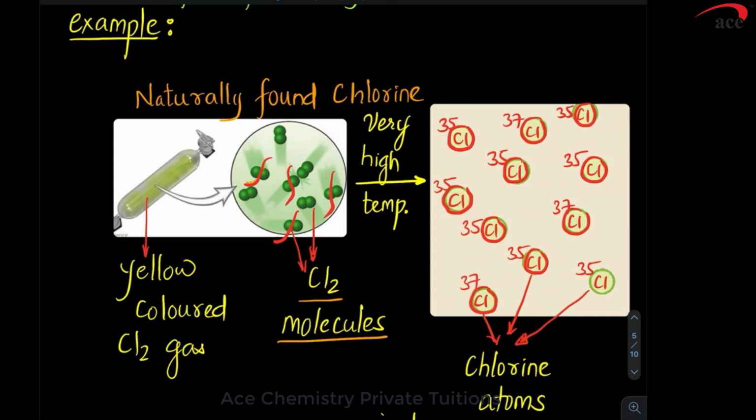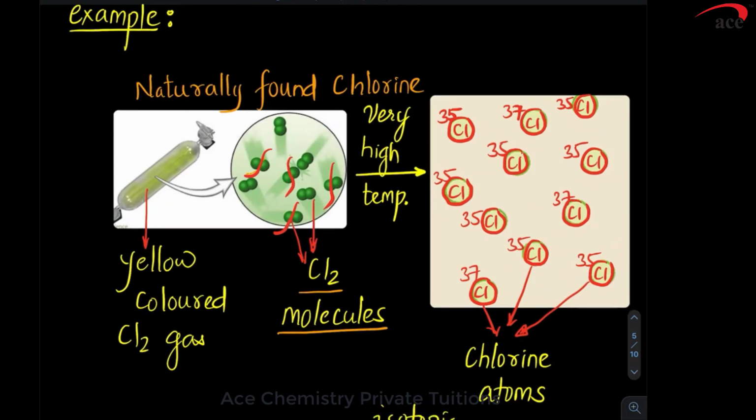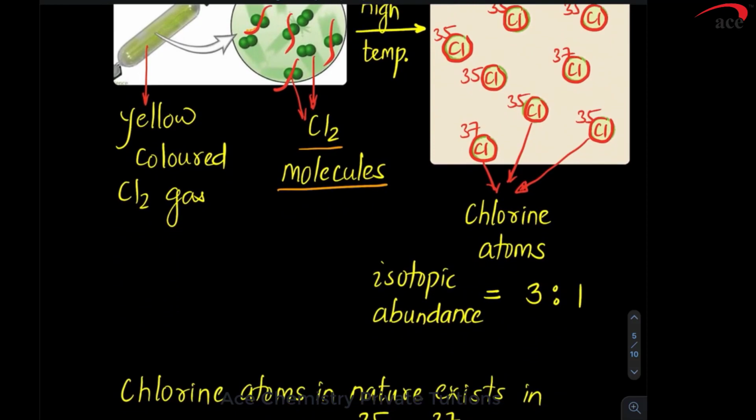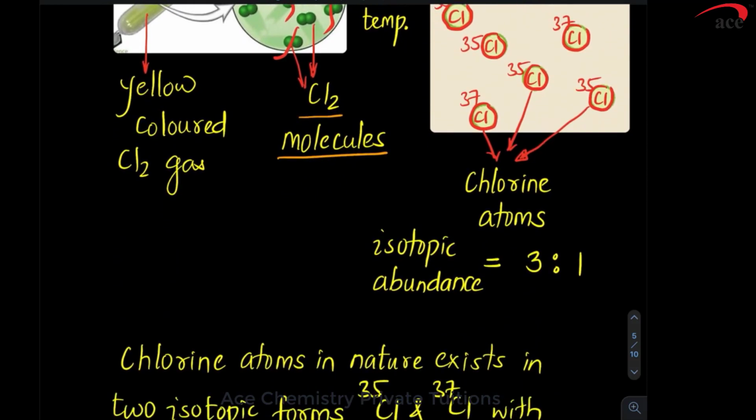When chlorine atoms were studied by mass spectrophotometer, we realized certain atoms have mass number of 35 and some had mass number of 37. So these chlorine atoms were not of the same type, they were of different isotopes. Major was with atomic mass number 35 and minor proportion was 37.